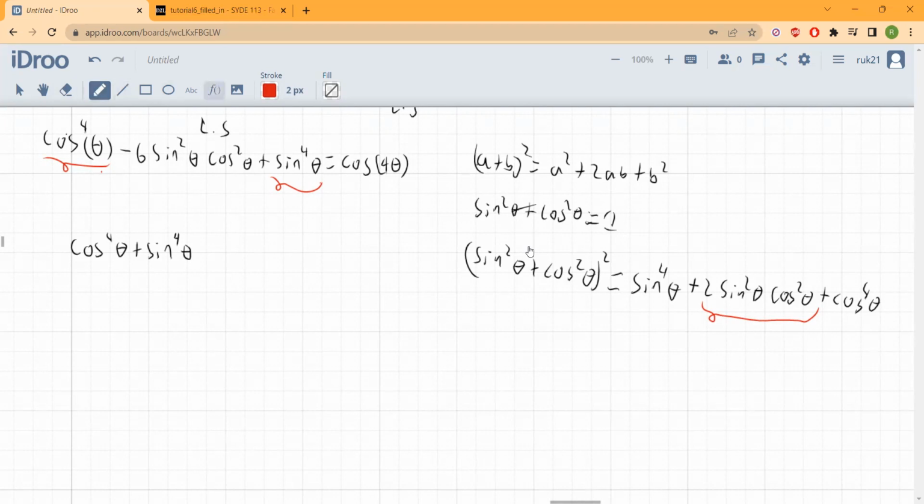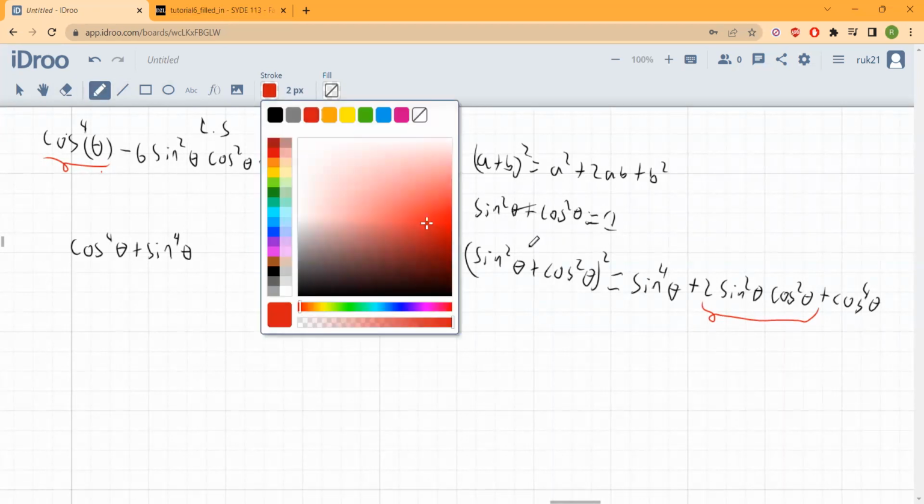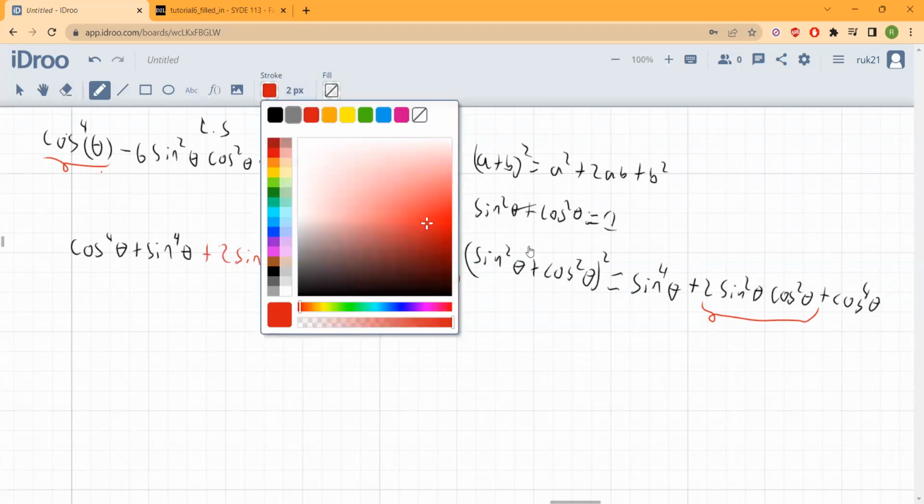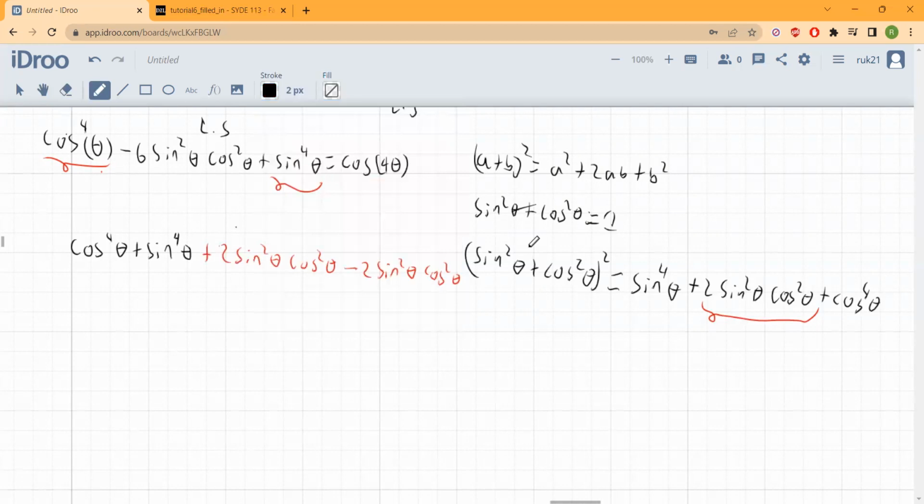So the way I'm going to do that is I'm just going to simply add 2 sine squared theta cosine squared theta. And now because I added this, I also need to subtract it. And that's why we're going to minus 2 sine squared theta cosine squared theta. And if we look at it, then what we're actually doing is we're just adding 0. So we're not breaking any math rules by just plugging things in there. Because again, 2 sine squared theta cosine squared theta minus 2 sine squared theta cosine squared theta is just 0.